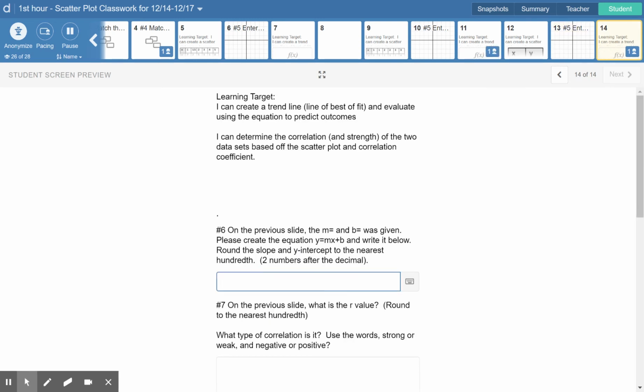All right, so from the previous slide, I have y equals 0.72x plus 4.69. The R value is 0.84, so that looks like another strong positive correlation.